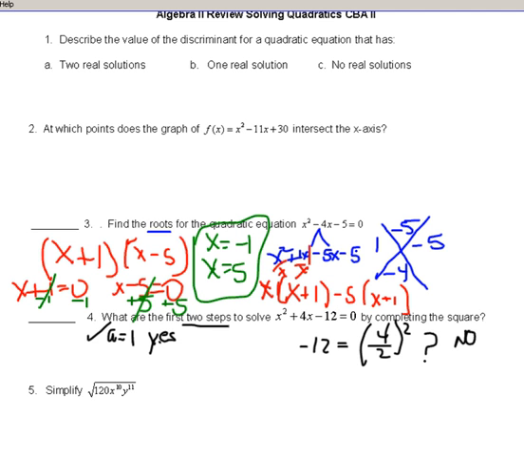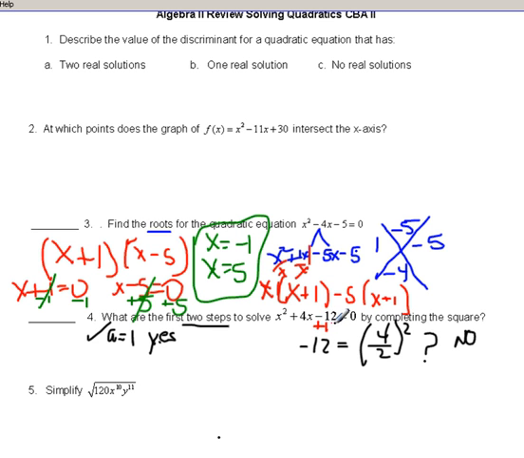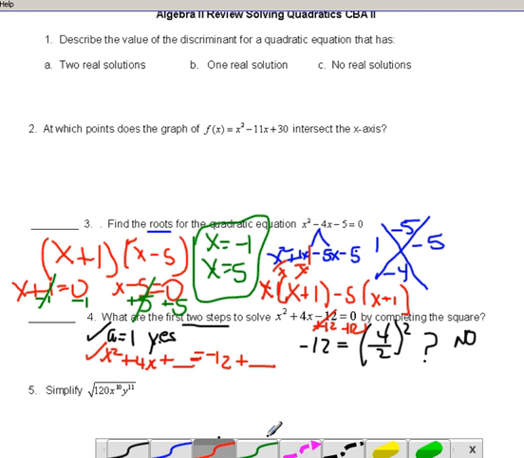Let me change colors so you can see it better. You just go plus 12, and then really you're done. So step 2 is x squared plus 4x equals 12. But let's go ahead and write plus our blank, which our c is going to go there, equals -12 plus blank.